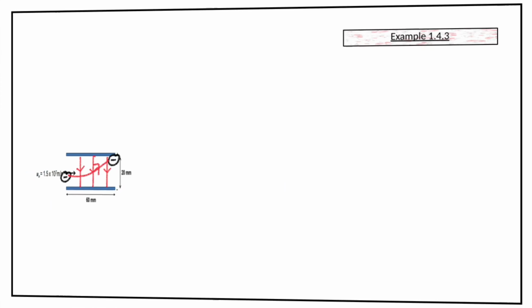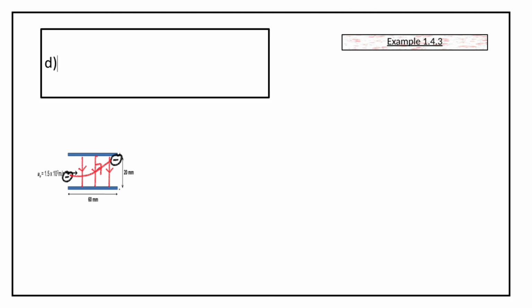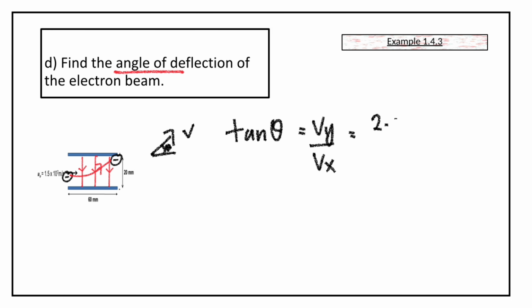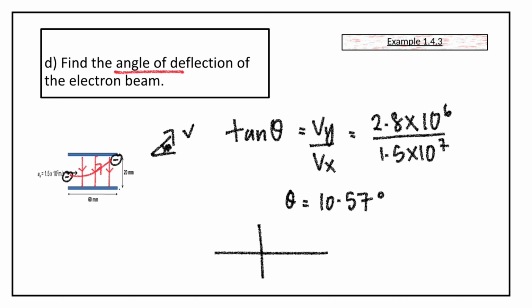Is our answer the same? Same. Okay. Right, D, the angle of deflection of the electron beam. Since V is in the first quadrant, we use tangent theta equals Vy over Vx. Substitute the value and we get theta equals 10.57 degrees. Okay, that's all for example 1.4.3.